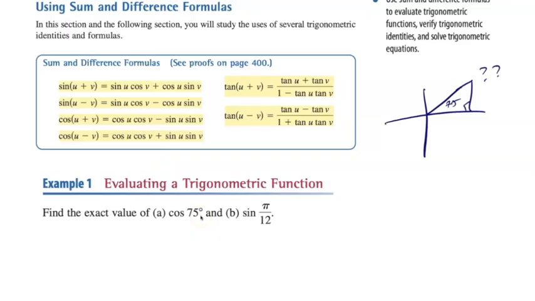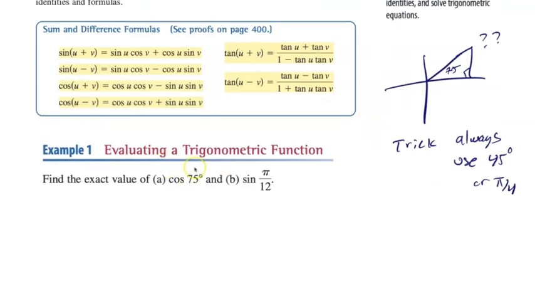My trick here, always use 45 degrees or pi over 4 if you're doing radians. Make one of the things here 45 degrees. Here, what's the thing we could add to 45 to get 75? That'd be 30. I can make cosine 75 cosine of 30 plus 45. 30 plus 45 is 75. I know how to figure out trig functions with 30. I know how to do it with 45.